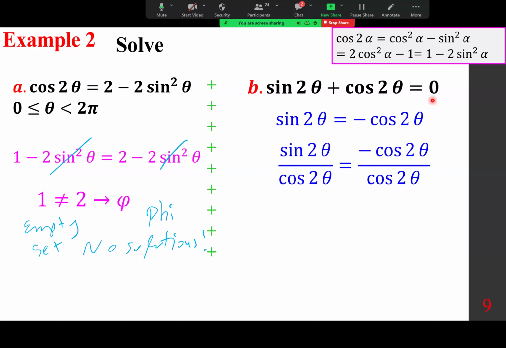If I divide by cosine 2 theta, what happens? The left side becomes tan of 2 theta. And the right side is simply -1. So it's pretty straightforward, everybody.